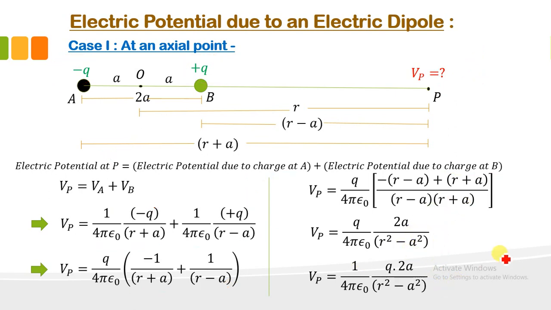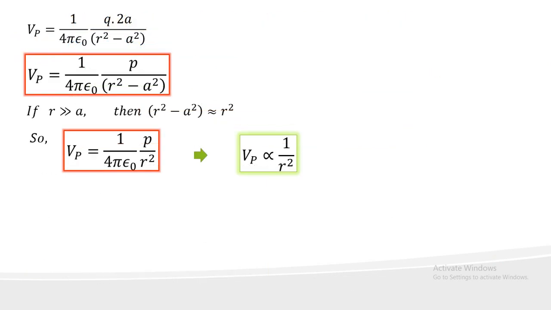On the next screen, this q into 2a can be written as P, the electric dipole moment. If we approximate, suppose the distance r is very large in comparison to a, then r square minus a square becomes nearly equal to r square. So it is 1 by 4 pi epsilon naught P by r square, and this potential is inversely proportional to r square. So this is the first case, electric potential at an axial point.